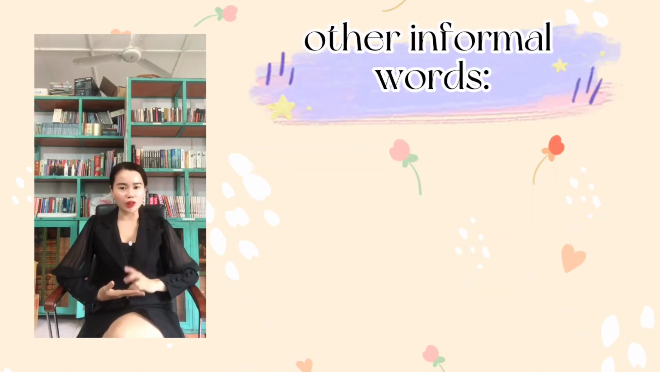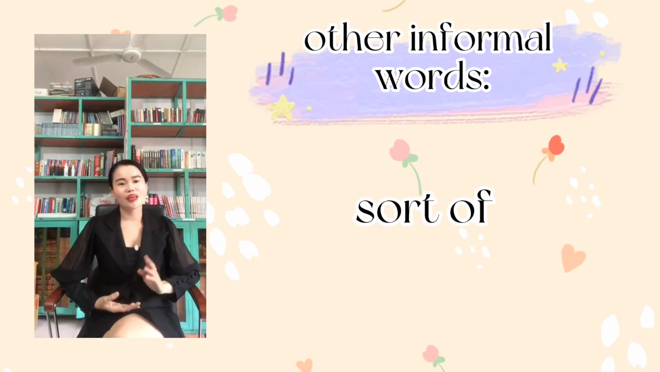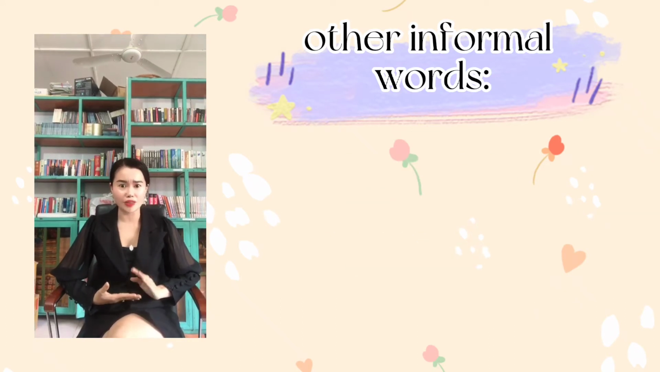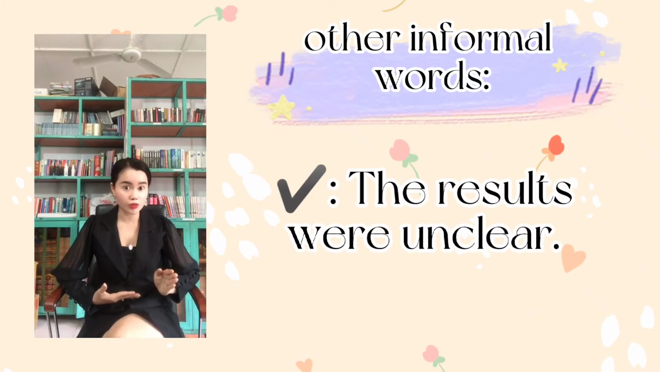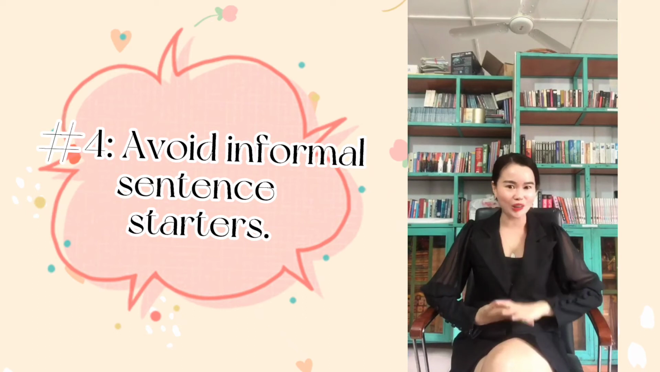Other informal words like kind of, sort of. Example, the results were sort of unclear. Instead of writing that, you may want to write it directly: the results were unclear. That's it, right? So we're going to have our number 4, and that is avoid informal sentence starters.